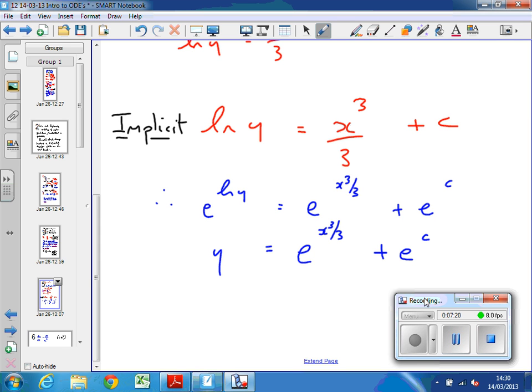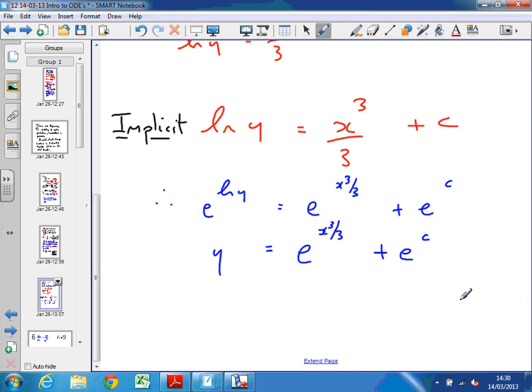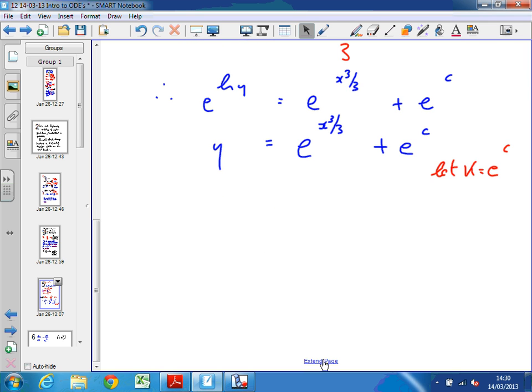Yes, they're actually both constants. So what we do is we say, let's define something else. Let's let another constant k equal e to the c or something. So we can write k instead of e to the c, but it's just a constant. So now we have a more explicit form of the function.